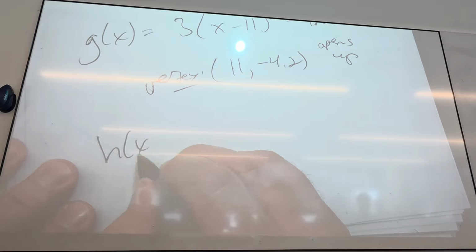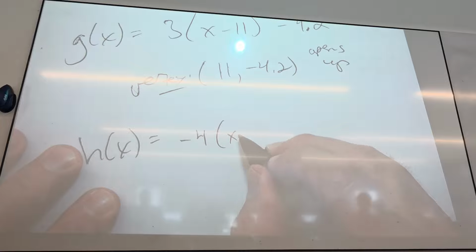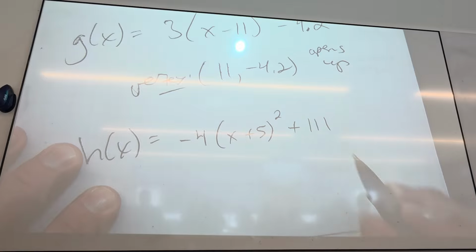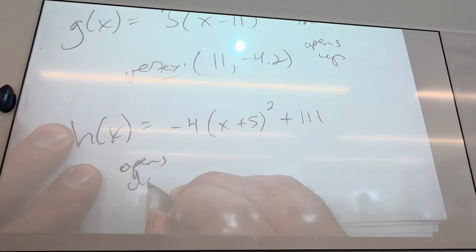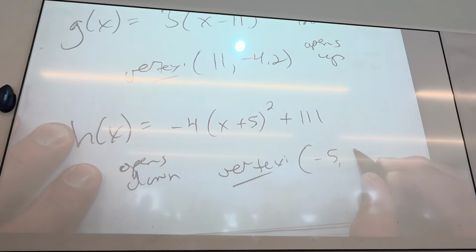What about this one here? Opens down. Opens down, to the left 5, and the vertex will be negative 5, 1. Okay.